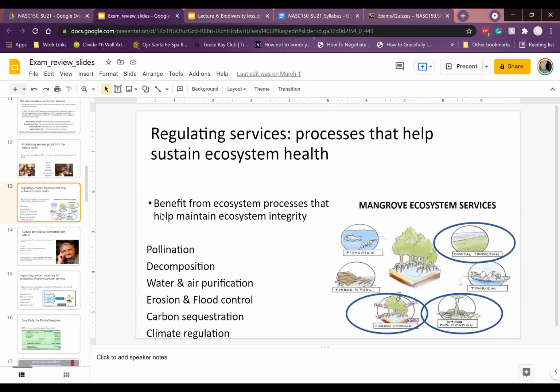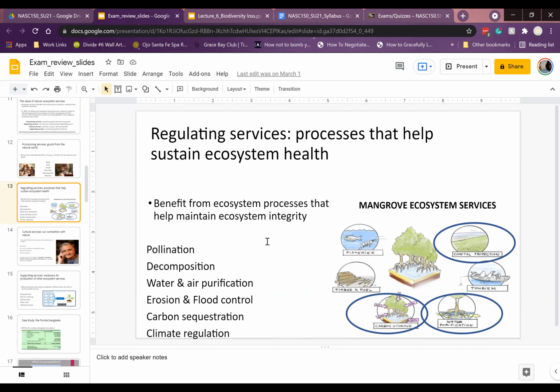Then we have the regulating services, those that help maintain ecosystem integrity. Remember, we defined ecosystem integrity as the overall health of an ecosystem. If there's high integrity, we have high ecosystem health. Low integrity, low ecosystem health. And so we think about it in the context of today's class. Low integrity means the land use changes have dramatically changed or degraded the ecosystem. Very, very high integrity means we have a very pristine ecosystem with very little land use change. So making that connection, because they're connected.